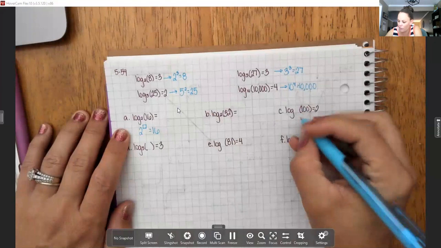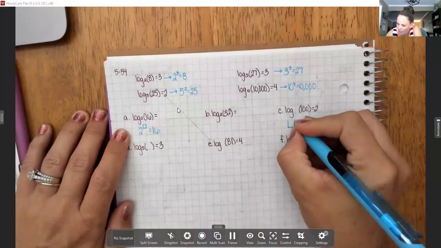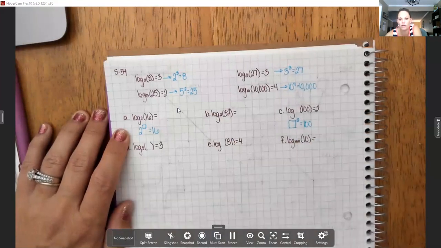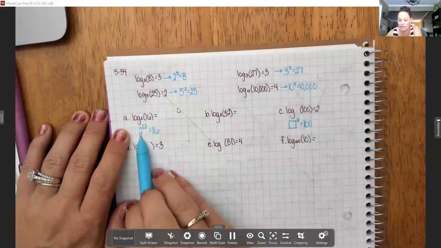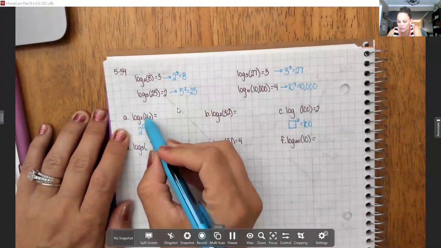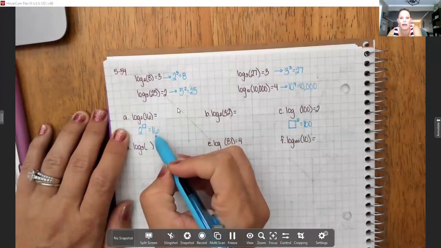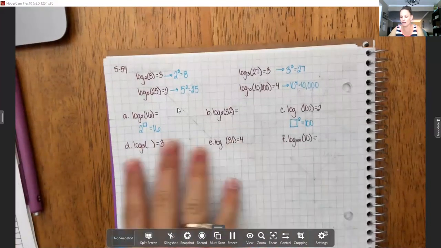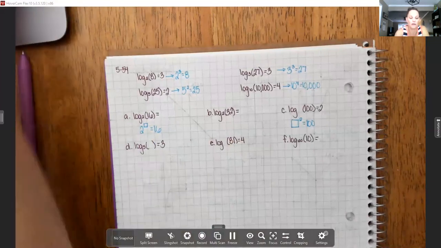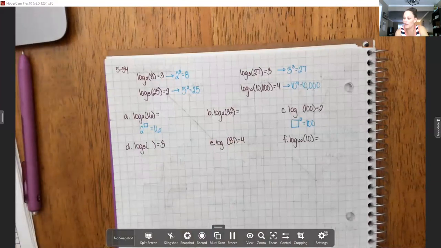On part C, the question mark is here. So you're saying, okay, that base, whatever that base is, to the power of 2 gives me 100. Whatever the base is, the base down here. Whatever it's equal to is your exponent. And then inside your parentheses, whatever you're taking the log of, that's the number that should be by itself. So see if you can take a minute to figure out any of those ones, fill in any of those blanks. A through F. See if you can get those.